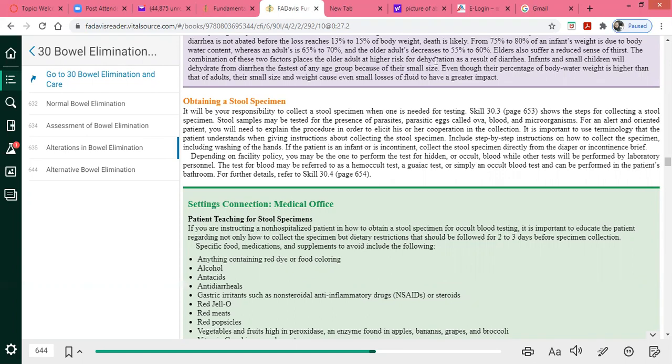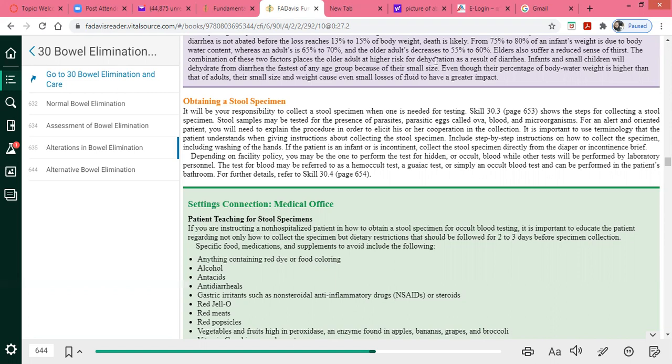Some medications and supplements have to be avoided. Alcohol, when I think about alcohol, it increases our risk for bleeding. Alcohol also works as a pain reliever and a depressant, antacids. Several things need to be avoided prior to a stool specimen.